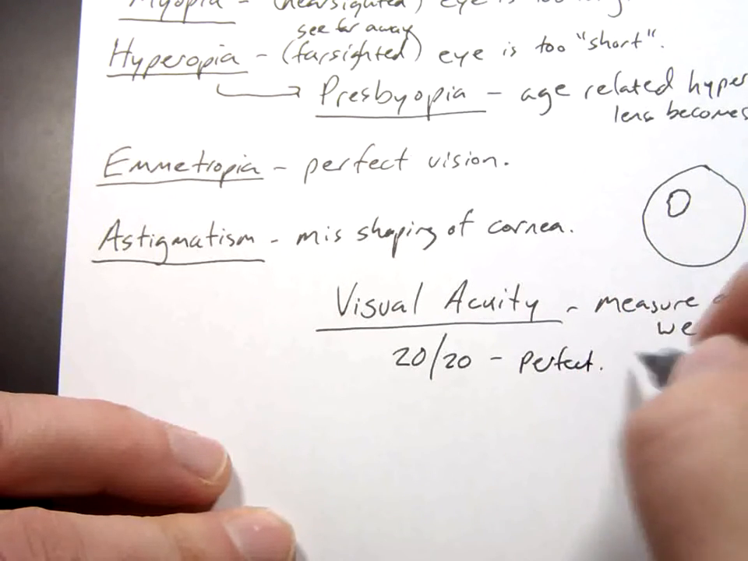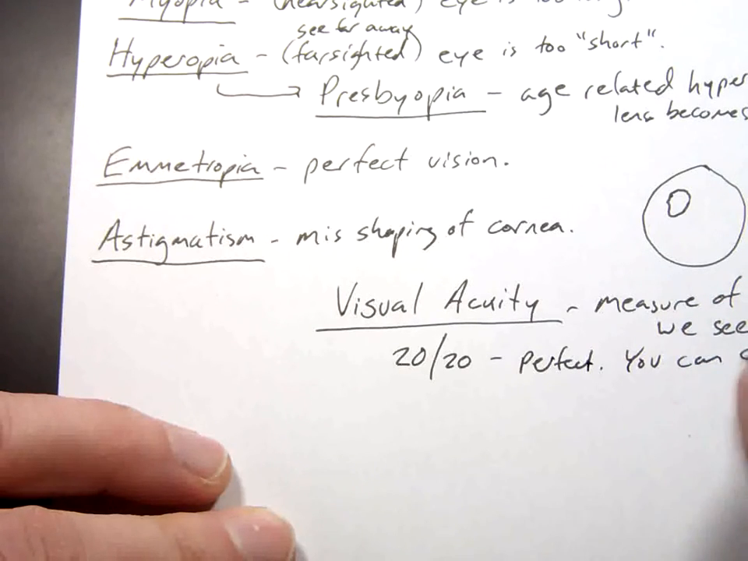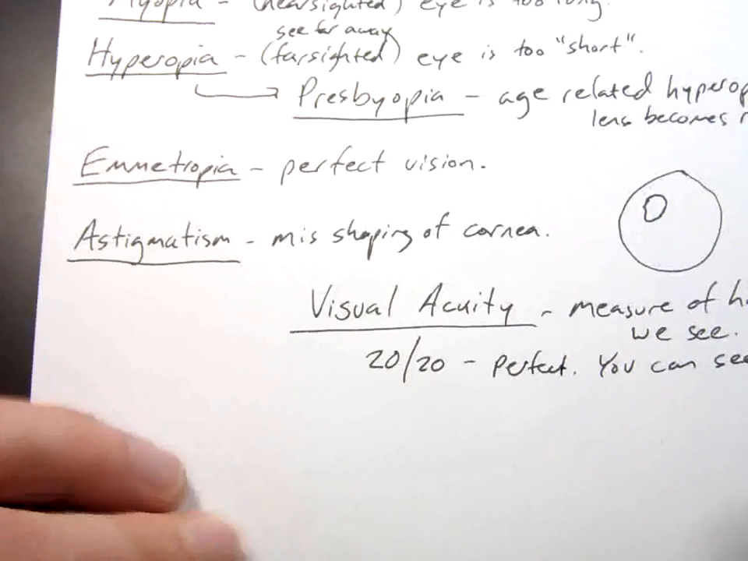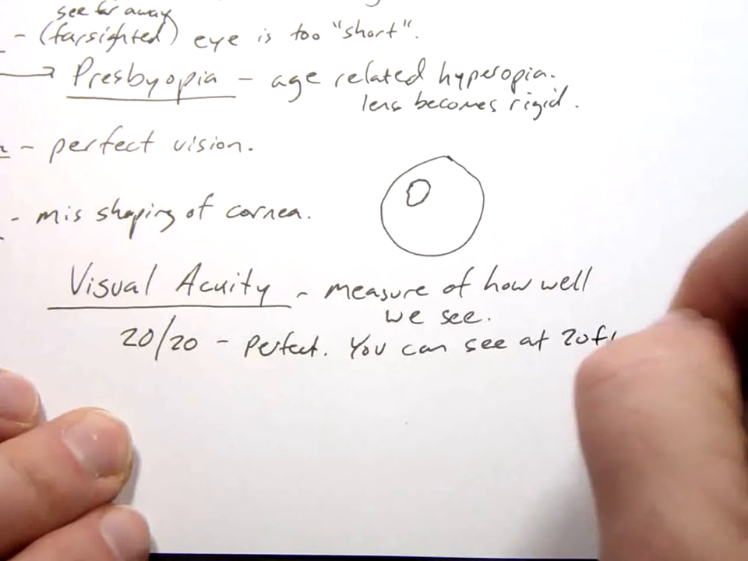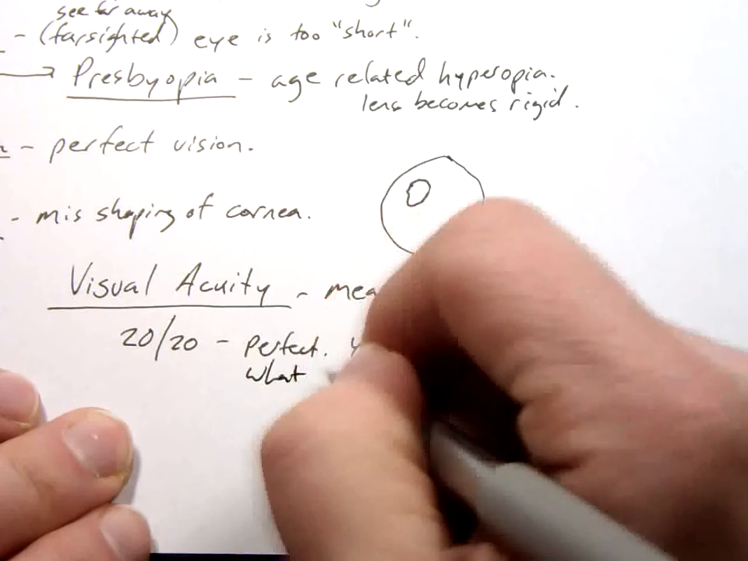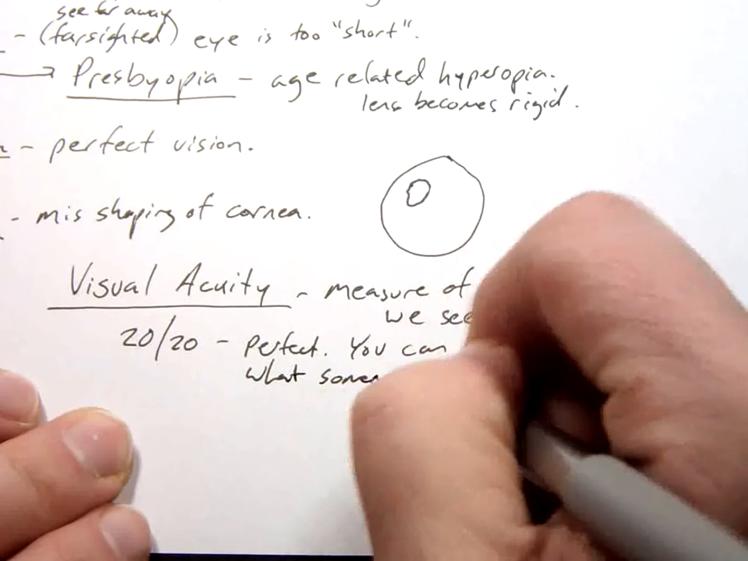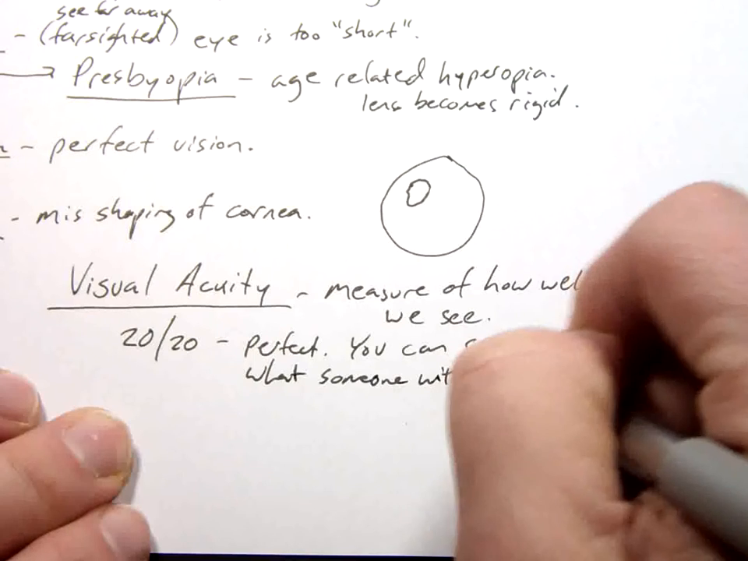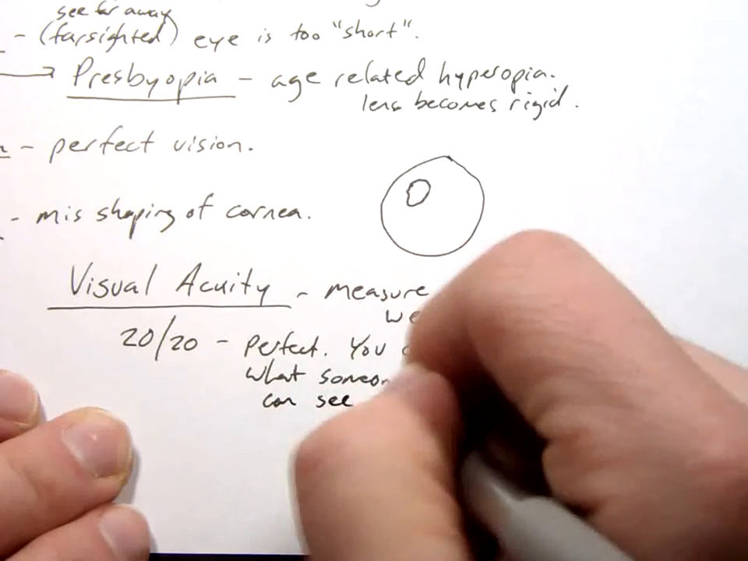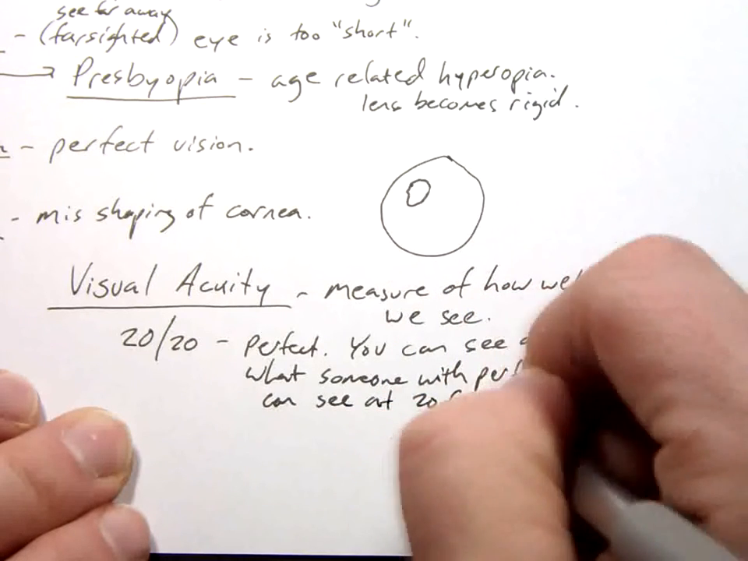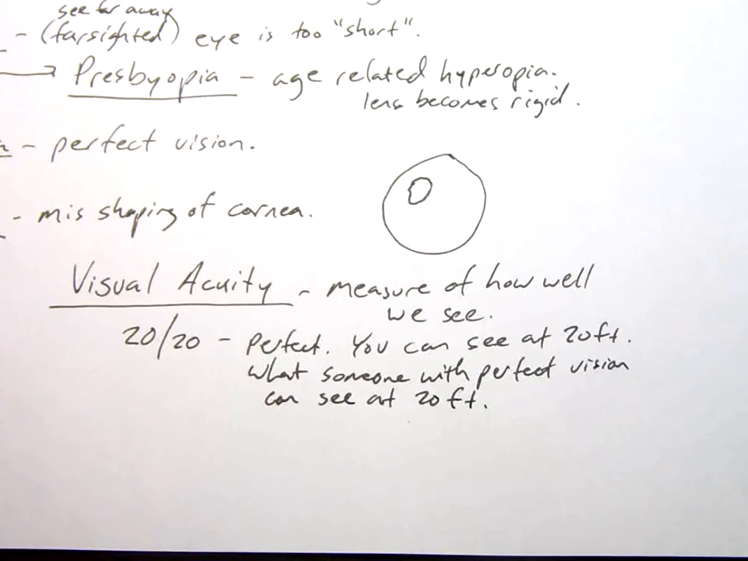It means you can see at 20 feet, oh, you can't see that because it's off the screen, at 20 feet what someone with perfect vision can see at 20 feet. Kind of a weird system. Your vision's perfect because you can see standing at 20 feet, but somebody with perfect vision can see standing at 20 feet.